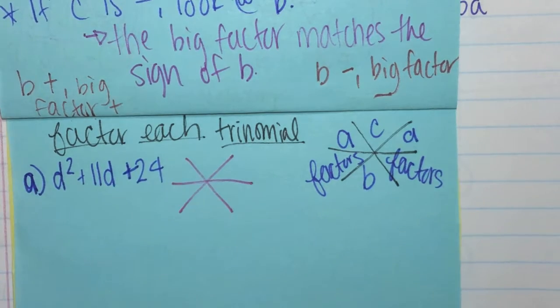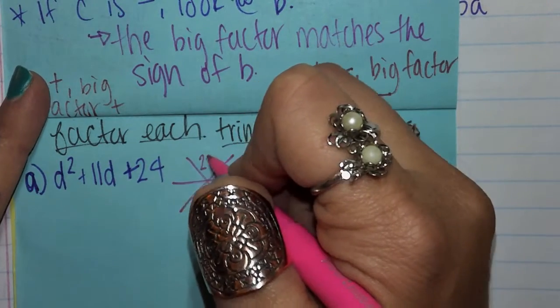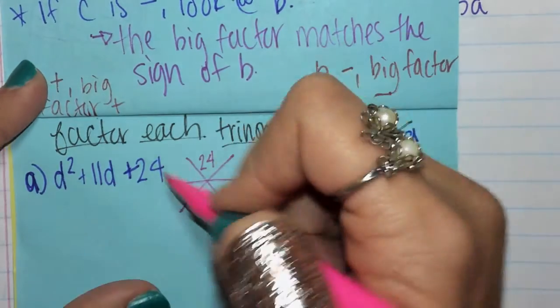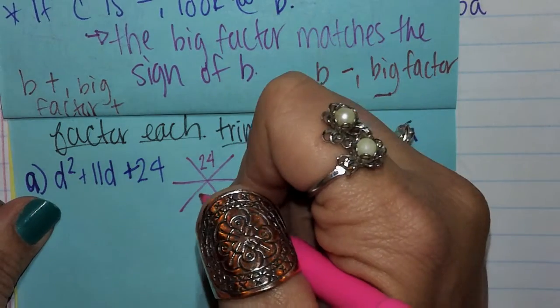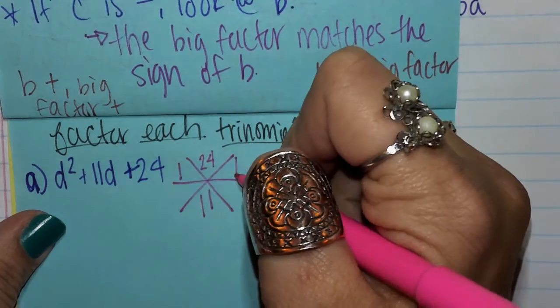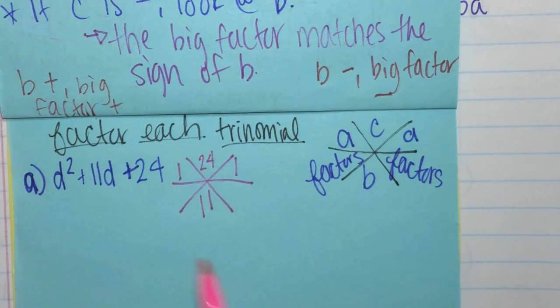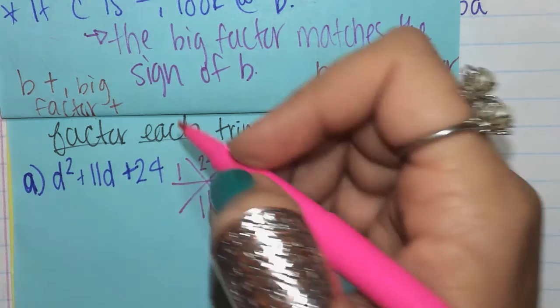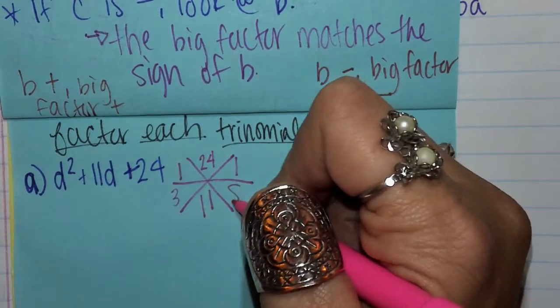What's C? 24. What goes on the bottom? What goes up here? 1. Sorry. 1 and 1. All right, now we need two numbers that multiply to give us 24, add to give us 11. 3 and 8. How do you know that? Because 3 times 8 equals 24. 3 plus 8 equals 11. Look at us go. So let's write those here and here.